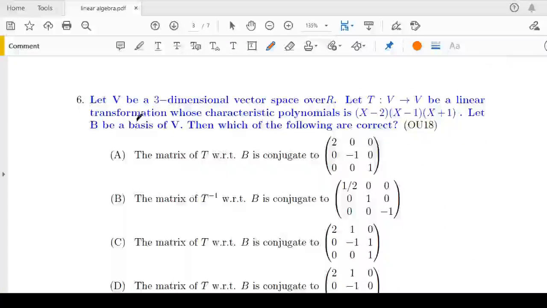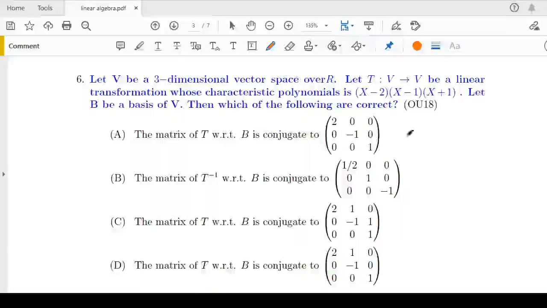Next question. Let V be a three-dimensional vector space over R. Let T: V to V be a linear transformation whose characteristic polynomial is (x minus 2)(x minus 1)(x plus 1). Let B be a basis of V. Then which of the following are correct answers? This is a previous question of Osmania University SET 2018.